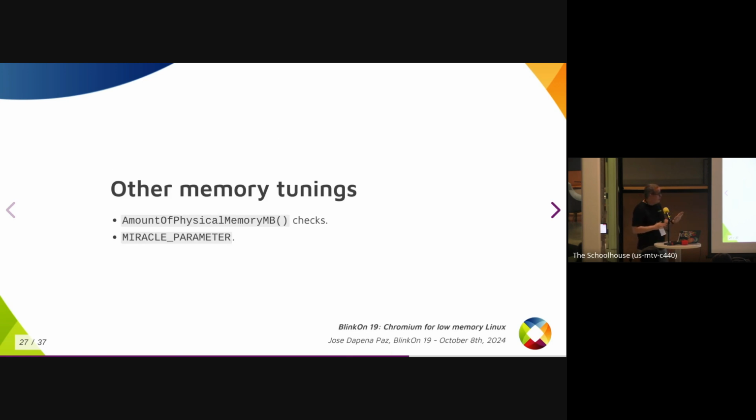Then using the code base, you are going to find other memory tunings, other parts of the code that are dependent directly on checking the amount of physical memory. So it is going to say, okay, how much memory do we have in the system? 512. Okay, we are in the range from 300 to 1 gigabyte. Then we are going to apply these settings. This is independent of its low-end memory device.